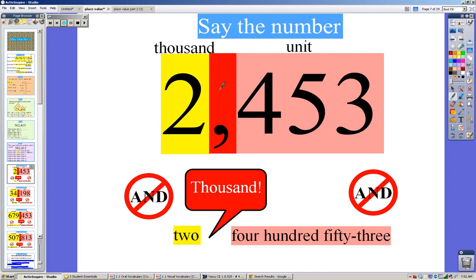But the way that you say this number correctly is 2,000. That's what that comma means. 2,453. So you can see here in word form 2,453.